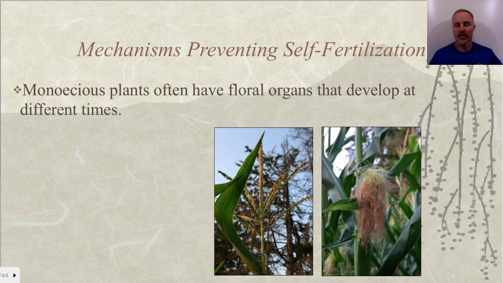And usually these organs are going to develop at different times. So the pollen is going to be ready at a different time than the female portion. So this hair right here on this corn, those are the female portions of the plant. And each of those goes to a seed.